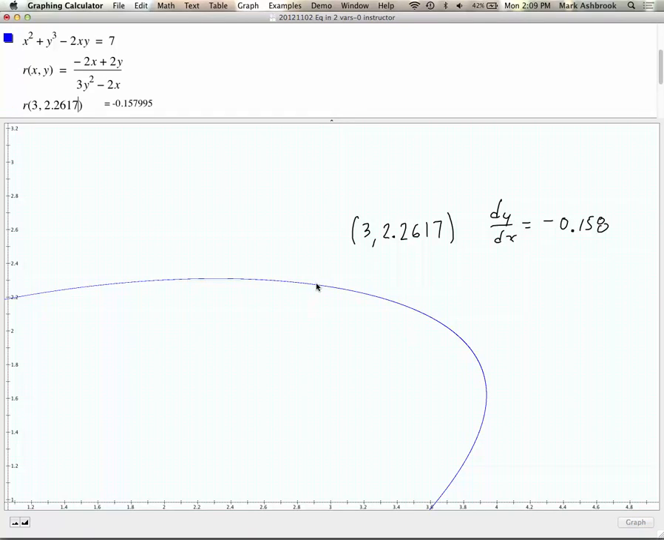So does it make sense looking at the graph? And why? So why does this rate of change, negative 0.158, make sense looking at the point on the graph 3, 2.2617? That's what our rate of change function gave us at this x and y coordinate pair. So why does that number negative 0.158 make sense? Talk to the person next to you.